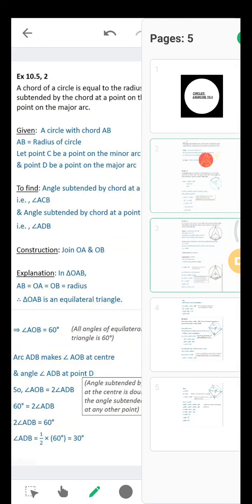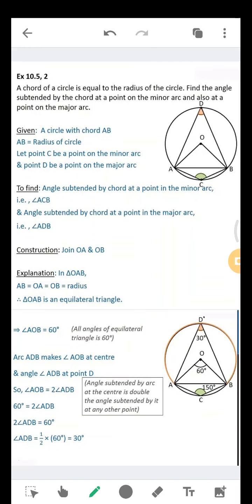Let's continue with the second question now. In the second question, it's given that a chord of a circle is equal to the radius of the circle. There are 3 chords. You can see AB is a chord here. First chord we'll take. This chord is equal to the radius of the circle. So this is equal to this and this. These 2 are radii, AO and BO, and this chord. All 3 are equal. So the chord of a circle is equal to the radius of the circle.